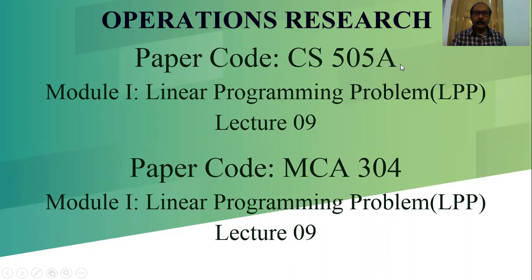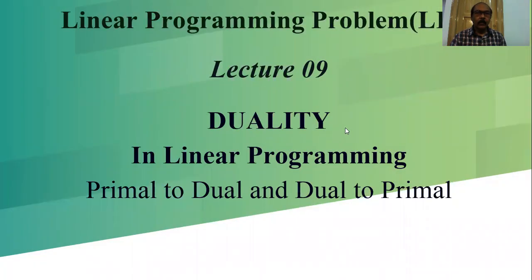Paper code CS 505A, Module 1, Linear Programming Problem, short form LPP, Lecture 9, and paper code MCA 304, Module 1, Linear Programming Problem, Lecture 9. Today we learn Lecture 9 under the Linear Programming Problem LPP. The topic is duality in the linear programming problem. Primal to dual. Basically we learn today primal to dual.